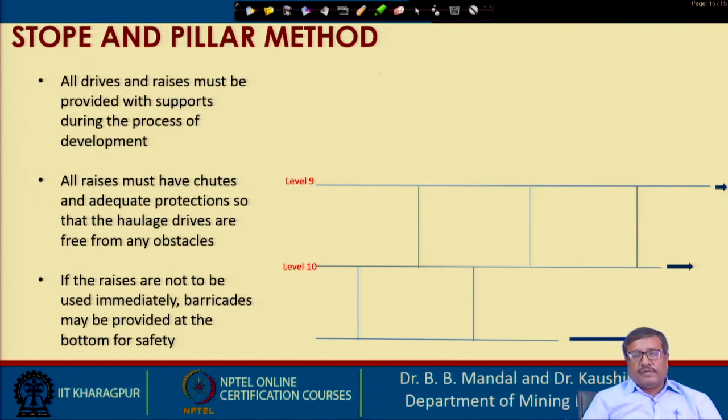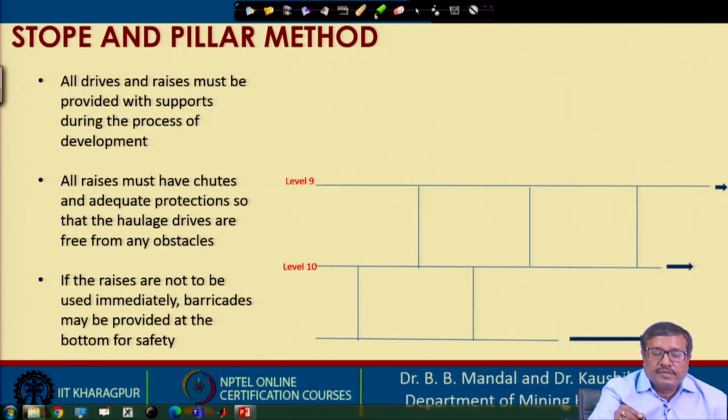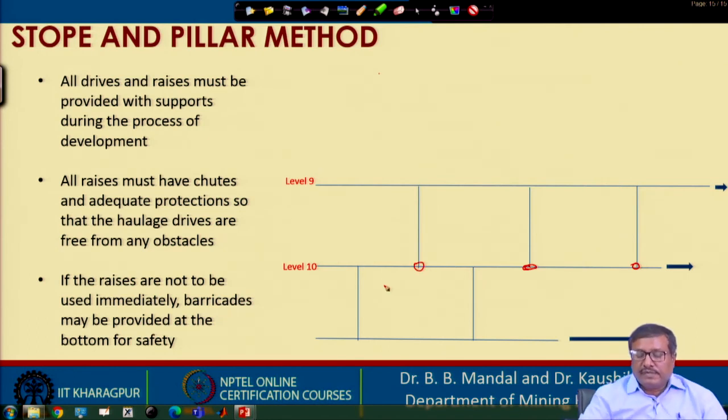So, whenever making a raise, that means you are sending material to the lower level. What is happening is that this material, when falling on the levels, will choke this level and will not allow anybody to move. So, we make enough arrangements in the haulage drive in such a way that the haulage drive is free from any obstacles. I will show how it is done.